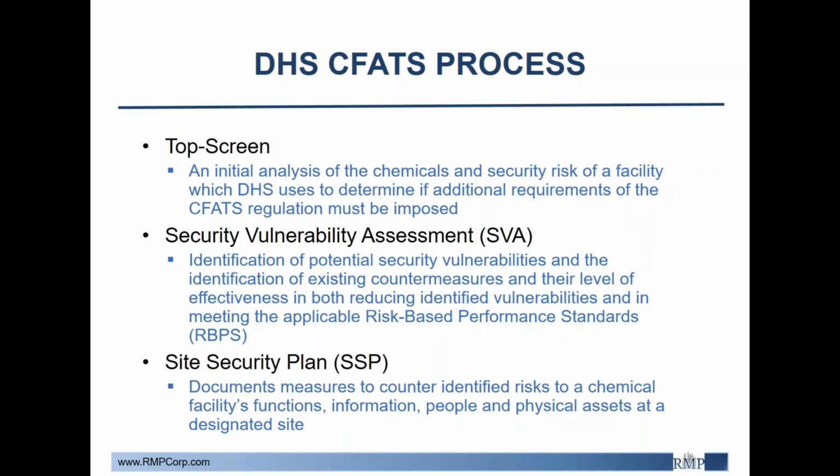and the identification of existing countermeasures and their level of effectiveness in both reducing identified vulnerabilities at the facility and in meeting the applicable risk-based performance standards. The risk-based performance standards are used when developing the site security plan, but usually when developing the SVA, they are used in hindsight of knowing that you must comply to create a very solid site security plan that addresses the risks and vulnerabilities at your facility.